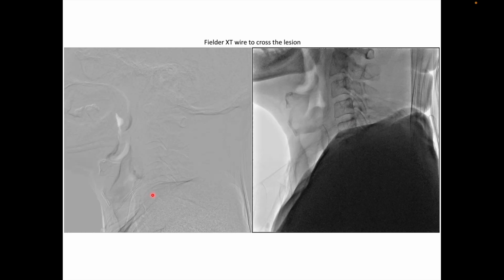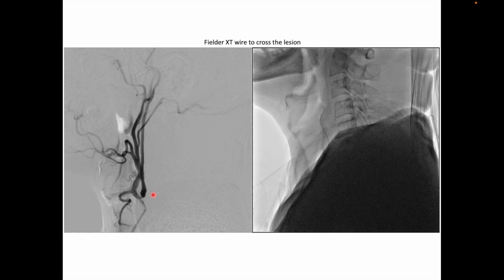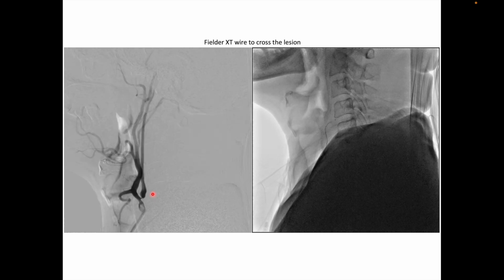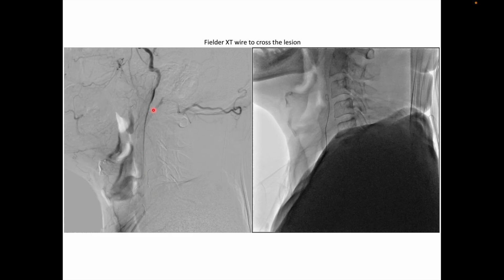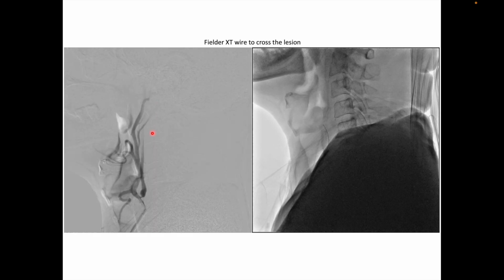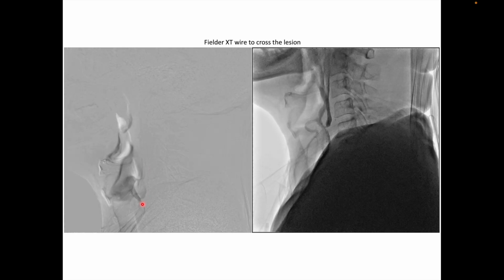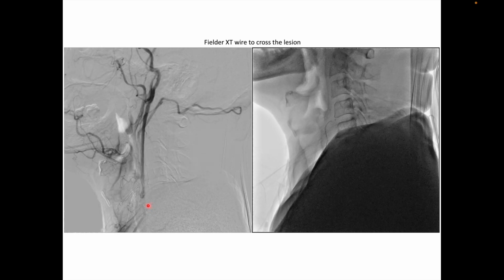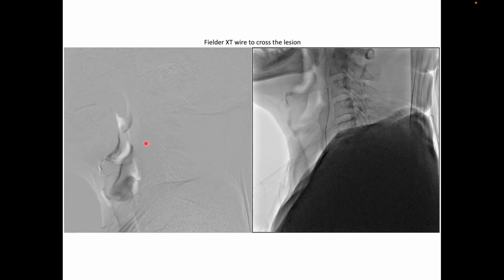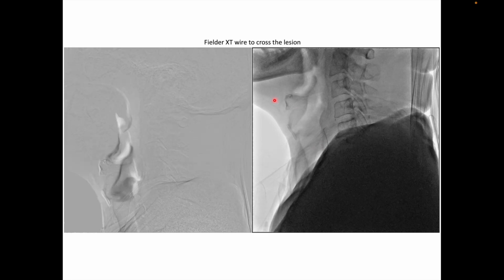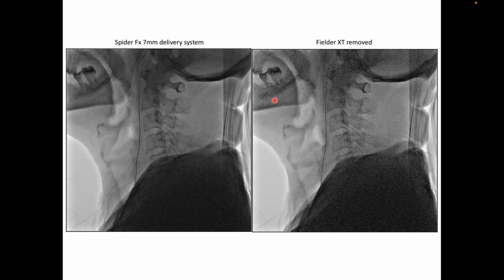So here, if you want to make a choice between NAV6 and Spider FX, if you think it might be difficult to cross the wire, then NAV6 would not be a good choice, because you can't change the wire with the NAV6 filter. So with the Spider FX, the advantage is, now we're coming from the brachial approach, you take a Fielder XT wire that's gone across, and now on top of the Fielder XT wire, the Spider FX 7mm delivery system is being taken up.